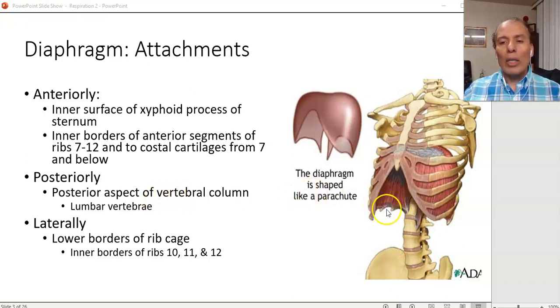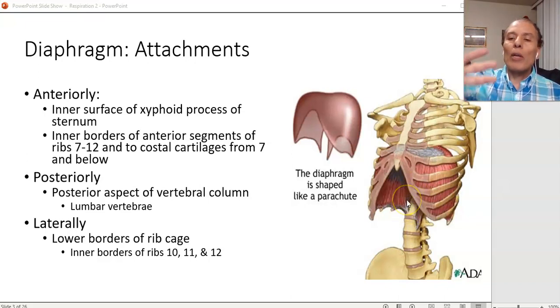So posteriorly, it is going to connect or insert onto the lumbar vertebrae, the 5 lumbar vertebrae.